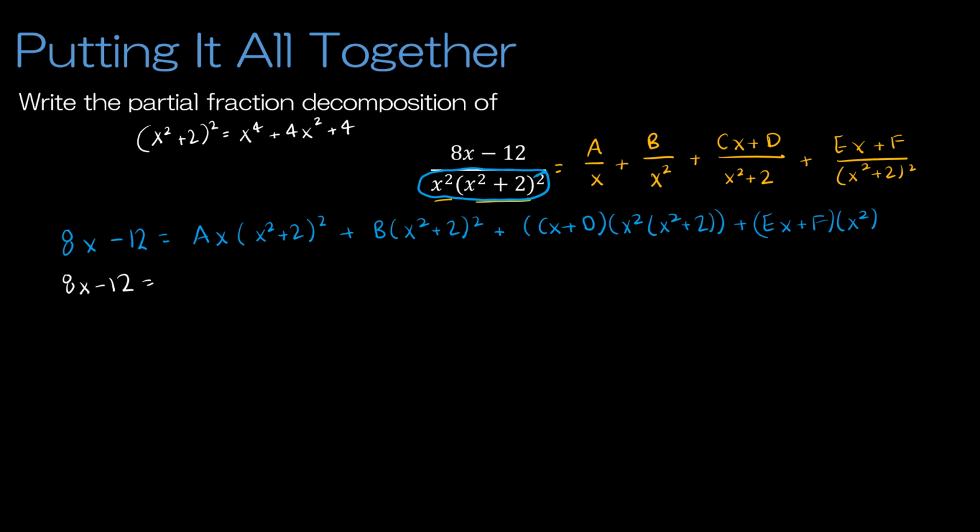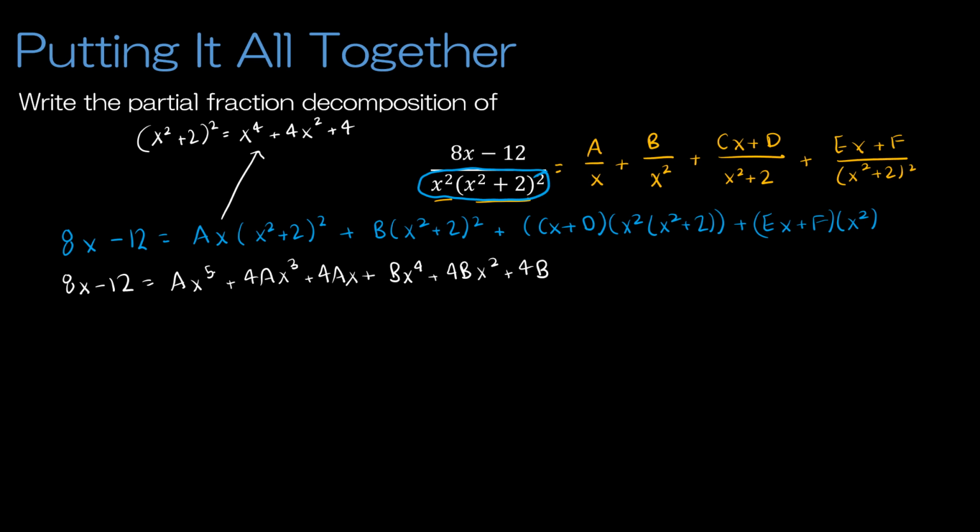This first term is ax times all of that. So ax to the 5th. And then ax times 4x squared is plus 4ax to the 3rd. And ax times 4 is plus 4ax. Do the same thing with b. I'm taking b times x to the 4th, so that's bx to the 4th. b times 4x squared, so 4bx squared. b times 4 is plus 4b.